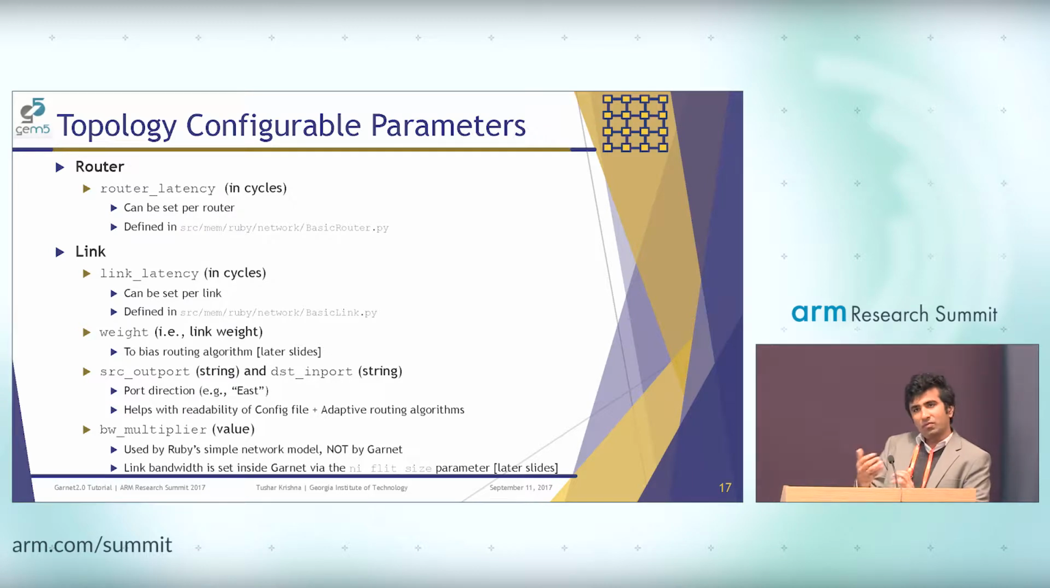And it also lets you, if you really want to customize, have some very fancy routing algorithm, it lets you do that. So that's something you can specify. There's another parameter called bandwidth multiplier. This is actually used by Ruby's simple network model, not Garnet. Simple network is Ruby's base network model, which is just a fuzzy network, connects things. The routers are not modeled in a lot of detail. To set link bandwidth in Garnet, you have to actually just set the flit size that I'll talk about later.